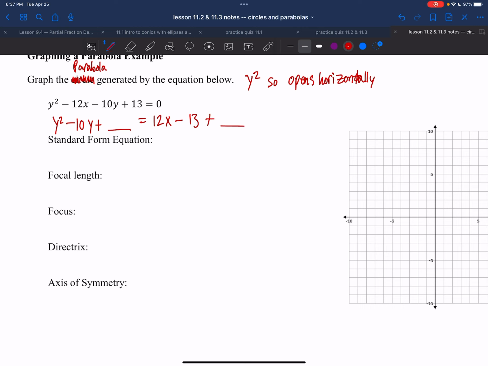Now what goes in that blank, right? I take negative 10, I divide it by 2, I square it, that gives me 25. So that's 25, and that's 25. So what I get here is I can factor this, y minus 5 squared equals 12x, and then negative 13 plus 25 is 12. And you might say, okay, I'm good, right?